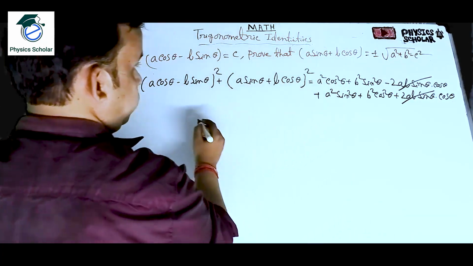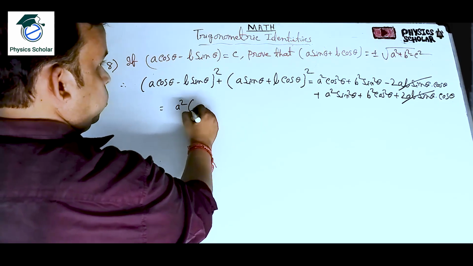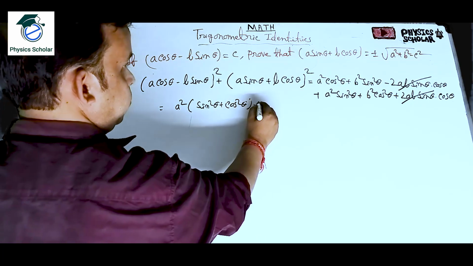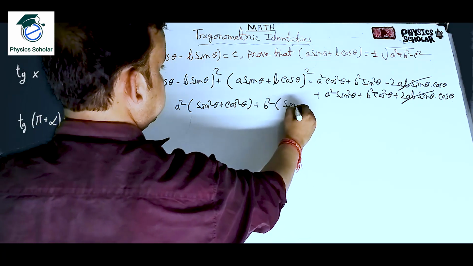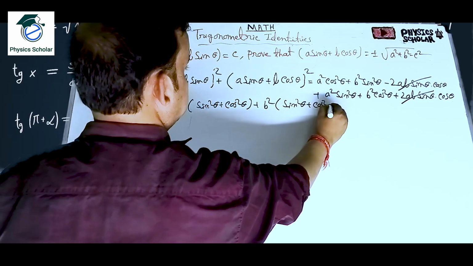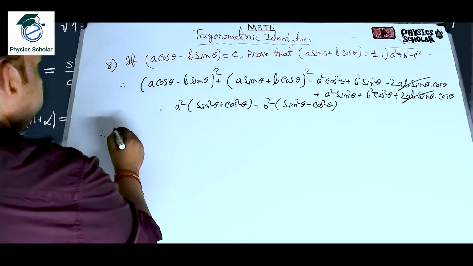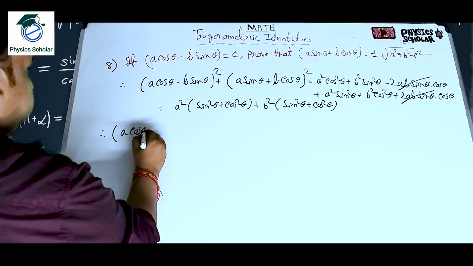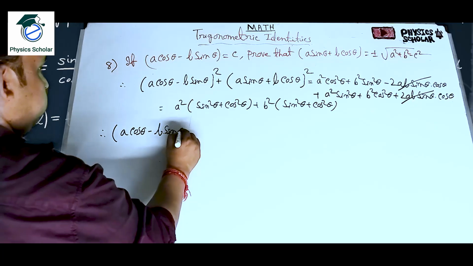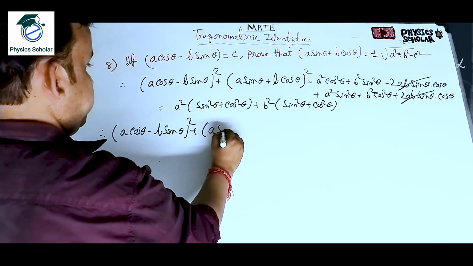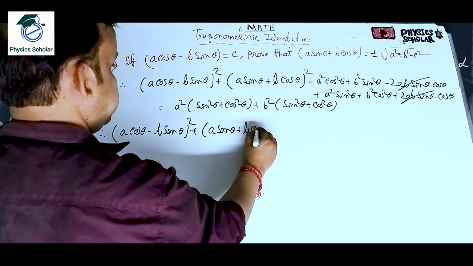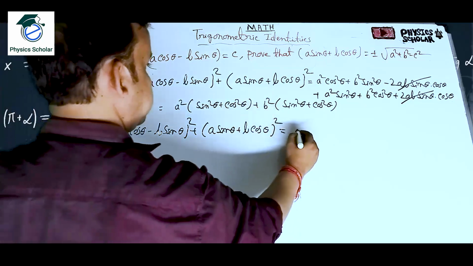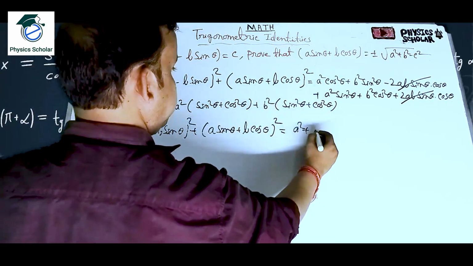Now from here what we can write? Taking a square common, sin square theta plus cos square theta, plus b square common, sin square theta plus cos square theta. So a cos theta minus b sin theta whole square plus a sin theta plus b cos theta whole square is equal to a square into sin square theta plus cos square theta, which means 1, so a square plus b square into 1, b square.